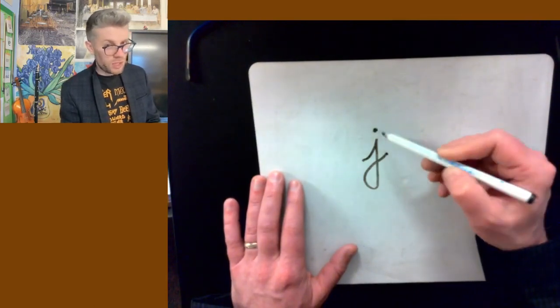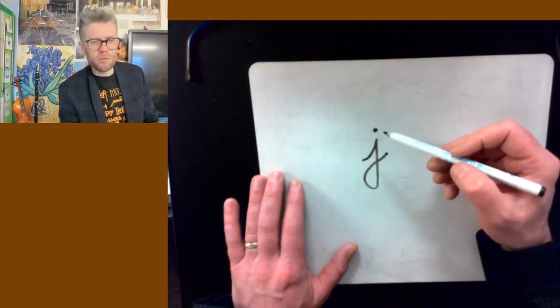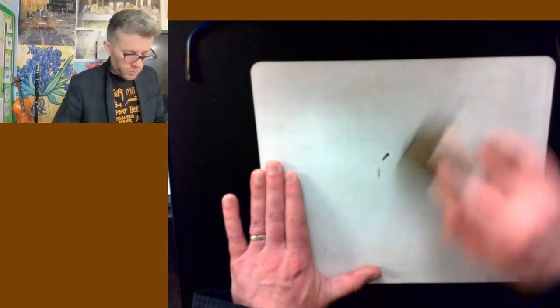I don't think there's many words in English ending in J. I can't think of any. Can you think of some? There might be some. So we need to remember that for later on.